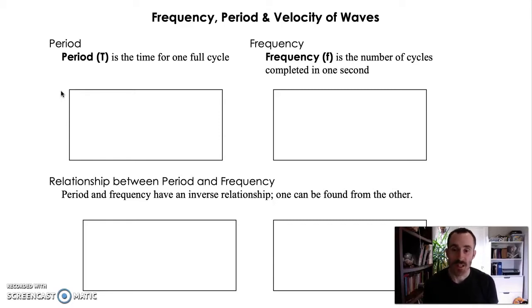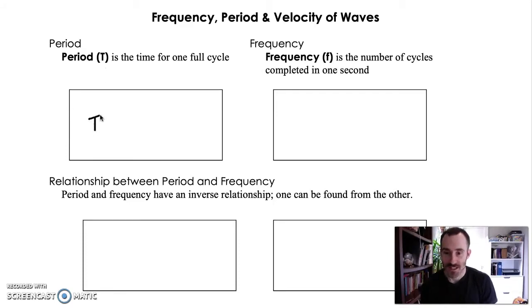So period is the time it takes to complete one cycle. So one cycle of a transverse wave would be starting from rest, up, down, back to rest. Crest, trough, back to rest. Okay, that would be one cycle. So the time it takes for one cycle like that to be completed is the period.